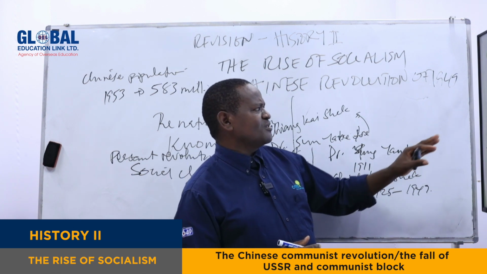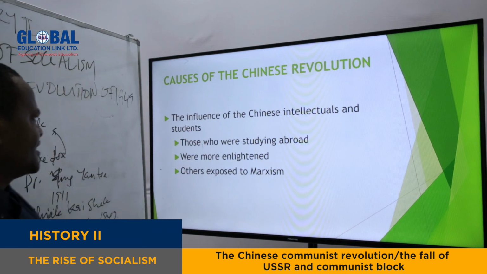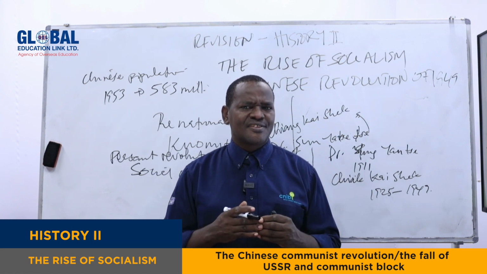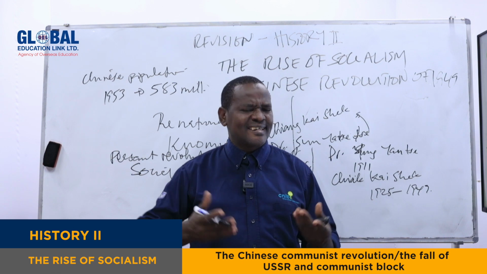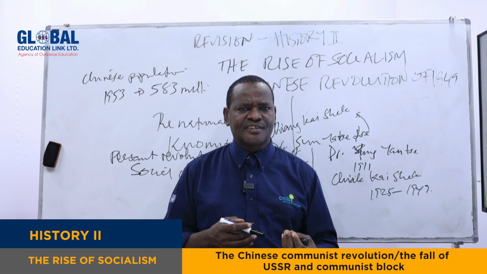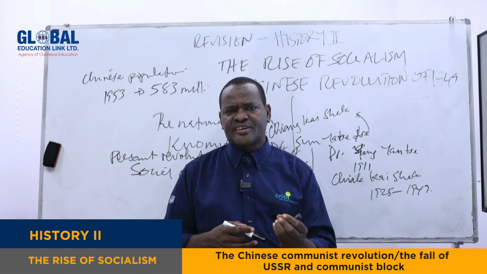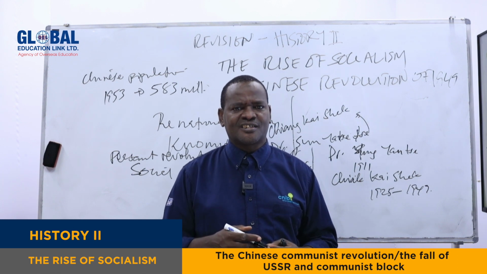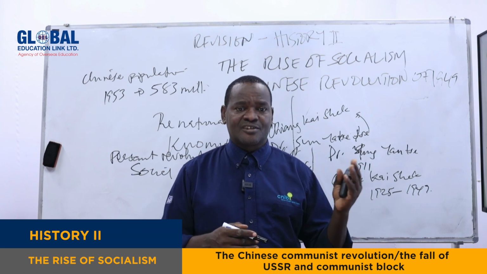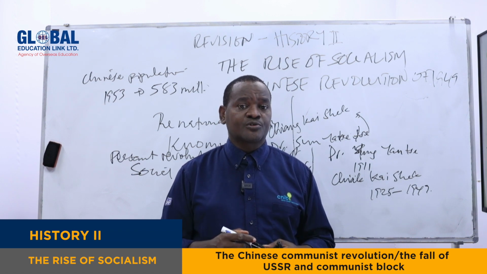My dear students, let's now move to another cause of the Chinese Revolution. And this is the influence of the Chinese intellectuals and students. Some Chinese people went to study abroad. And in studying abroad, they got new knowledge. They were enlightened. Those who went to study, for instance, in England and America, saw democracy and how it works. Coming back to China, they compared it to the way their country was led, and they wanted changes. They wanted the leaders in power, referring to Chiang Kai-shek and before him Dr. Sun Yat-sen, to be removed because they were autocratic leaders.